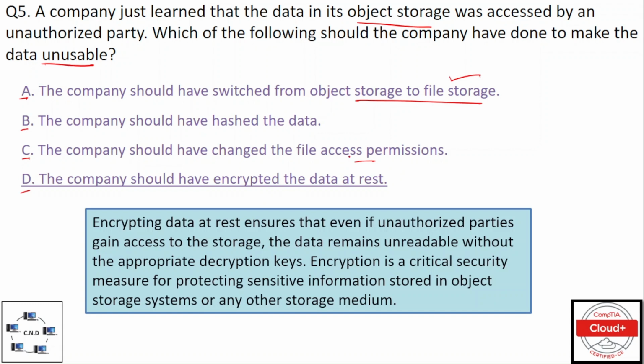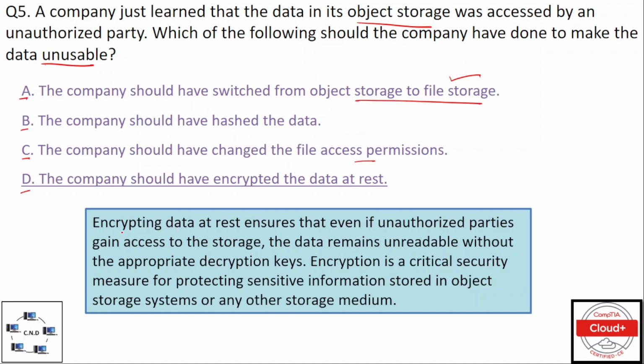And the file, even if you change the file permission and the data is then accessed, it can still be readable. And the solution is that in any case, if the data is accessed but it is encrypted, it would be of no use to the intruder.